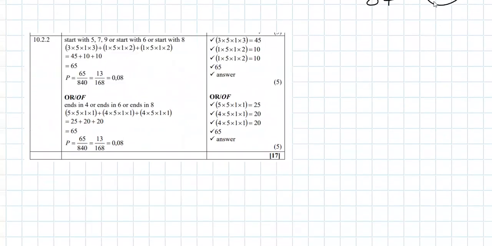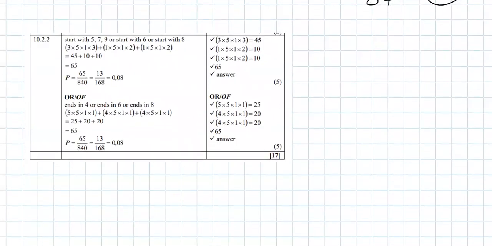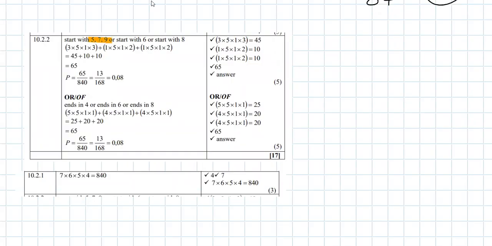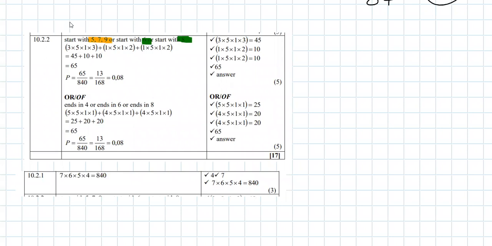Let's take a look at the offerings of this mark scheme. In fact, I think let me just fetch the 10.2.1. You can stare at it as well. The mark scheme just starts with the odd numbers. So if it starts with an odd number, it's either a 5, a 7, or a 9. Or they have the option to start with one of the even numbers, and they've taken those probabilities separately and then added them together. So they're saying it either starts with an odd number, or it starts with either 6 or 8, and they've taken those as separate probabilities here, which is quite clever.